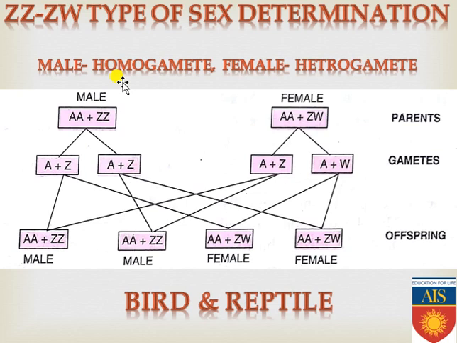Now when the gametes are fertilizing with each other, again you can see 50% of the offspring contain AA plus ZZ, so obviously they will be male, and the remaining 50% will have the AA plus ZW genetic configuration, so they will be female. The male and female ratio you can see here is 50% to 50%, that is 1:1. Okay, so this is the ZZ-ZW type of sex determination method.